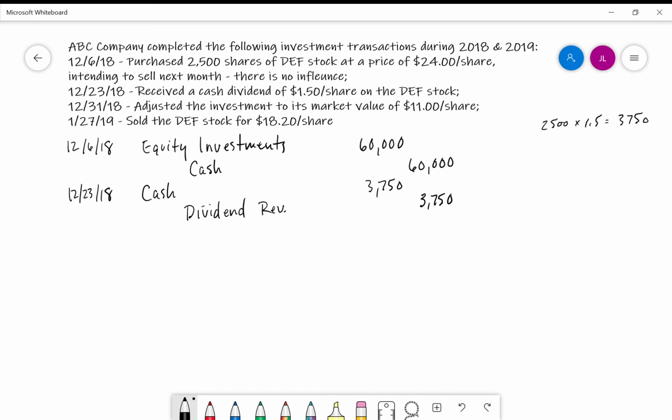On 12/31, we're adjusting the value of this holding because we have an unrealized loss here. We know it's a loss because the amount of the share at $11 is less than the $24 we paid for it. So essentially, we're looking at an unrealized holding loss on equity.